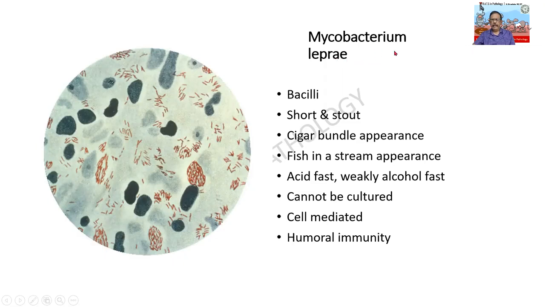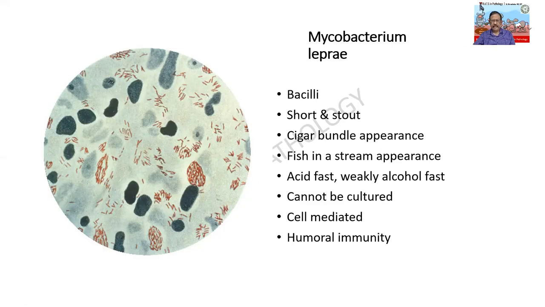Caused by Mycobacterium leprae. It is a bacillus. Bacilli in the sense it is rod shaped, short and stout, unlike the tubercle bacilli, which is slightly longer, curvilinear. It has got a cigar bundle like appearance. In some places, as we shall see subsequently, we find that it is in a kind of bundle called a cigar bundle appearance. And some people describe it as a fish in a stream appearance, the parallelly swimming fish.